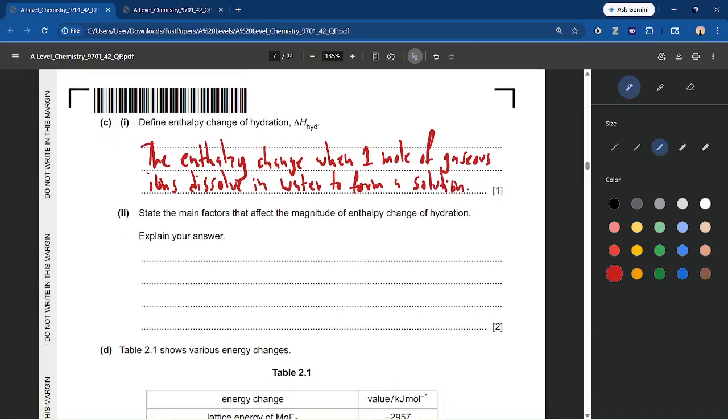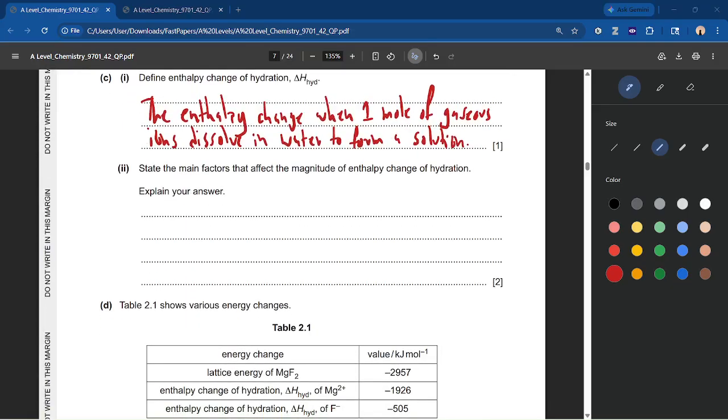Boom, very simple. State the main factors that affect the magnitude of the enthalpy change of hydration. Explain your answer. So there's two things that are going on over here, your ionic radius and the ionic charge. As your ionic radius increases, there's less attraction between water molecules and gaseous ions. And as the ionic charge increases, there's more attraction between the water molecules and gaseous ions. So you have to mention both of those.